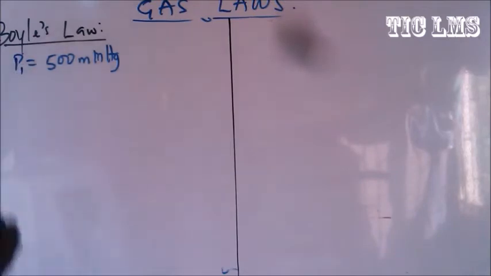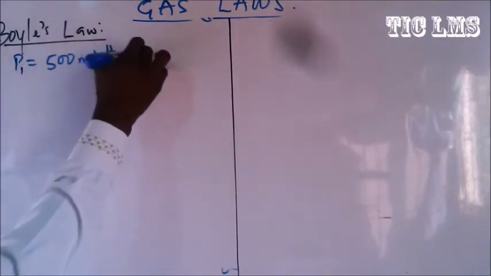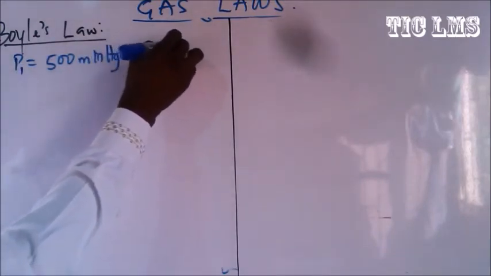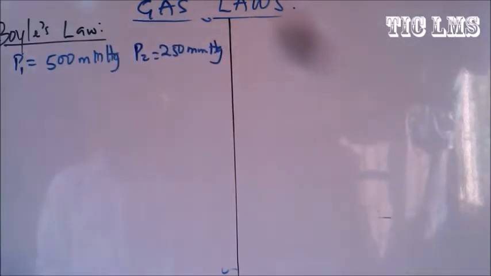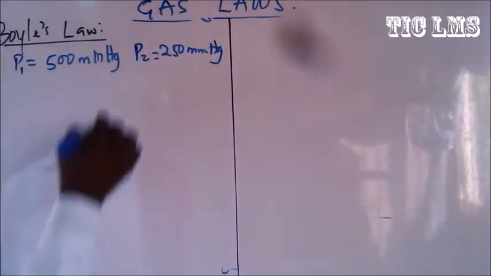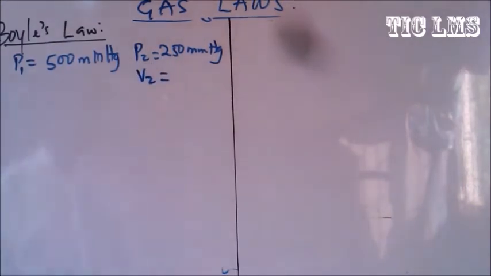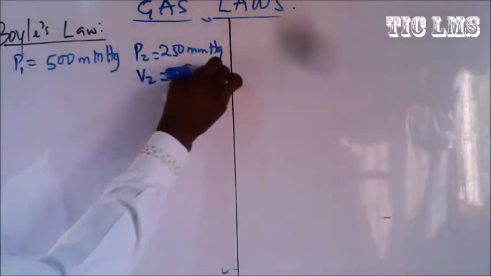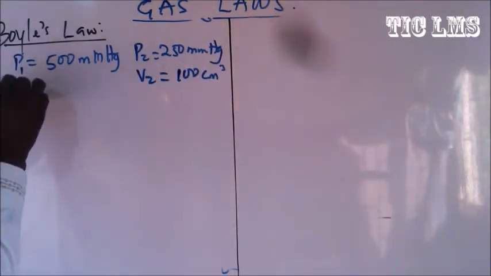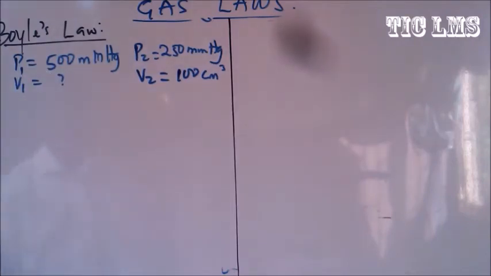But we're told that we have a pressure of 500 millimeter mercury initially, and then the pressure decreases. So we have an initial pressure, which is P1, and then we have a P2, which is 250 millimeter mercury. Then when the pressure decreased, the volume changed as a result of the decrease in the pressure, and it changed to 100 centimeter cube. But we do not know the initial volume.